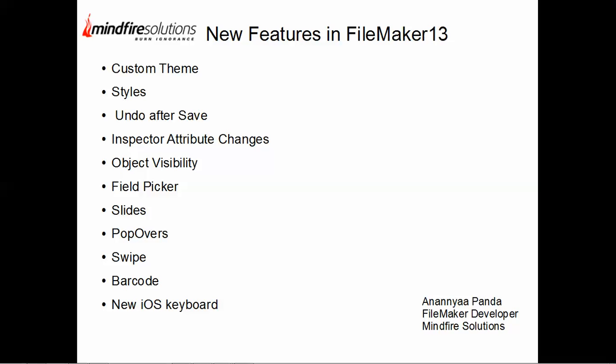In FileMaker 13, however, this has been changed. We can now make changes, go to browse mode, view the changes we have made, go back to layout mode, and then perform the undo operation as well. So that's a big advantage. Next is the inspector attribute changes. There are some new things like padding, shadows, that is inner and outer shadows, then text baselines, as well as a completely new tab for styles.